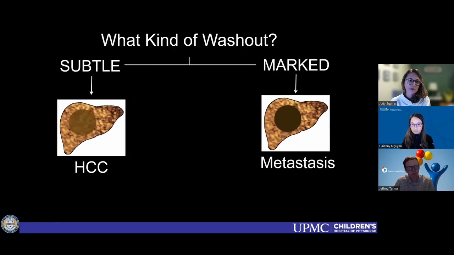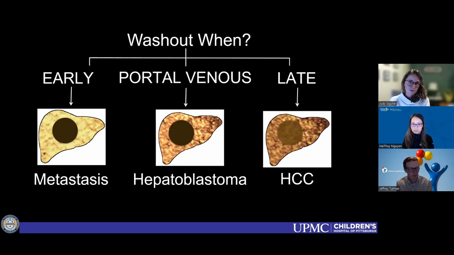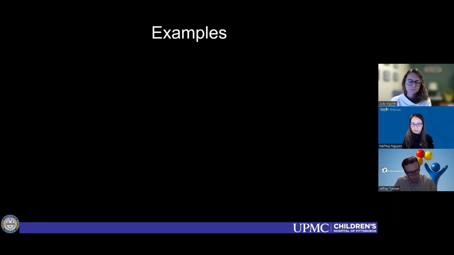We'll talk about those. If you do have washout, that's when it becomes important to ask, okay, well, what kind of washout? Is it subtle? Like I have to squint and window my machine width and level to be able to see it? Or is it marked? Like I'm standing at the back of the reading room and I can tell, yeah, that's definitely a lesion that is washing out. The lesion is darker compared to the rest of the liver around it. Then you ask yourself, when did it wash out? So was it early washout, as in within 1 minute, or is it late washout, like 5-6 minutes? So the background liver is starting to sort of wash out, but the lesion is subtly starting to wash out before the background liver, or is it in between?